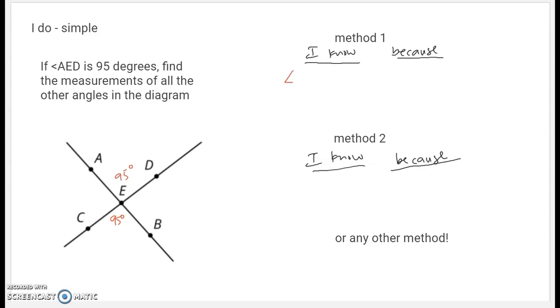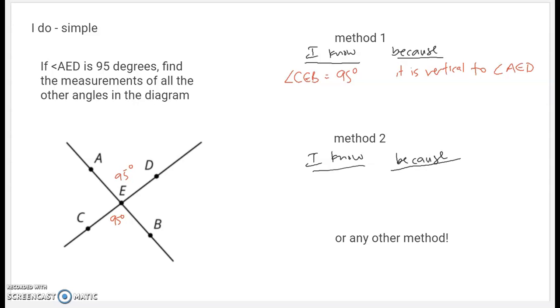So I can say I know that angle CEB equals 95 degrees. I know that because it is vertical to angle AED. That's like my justification, or in science we sometimes talk about arguments, evidence, and reasoning. This is sort of my reasoning and my evidence here, so to speak. Since they're vertical angles, they have to be the same.